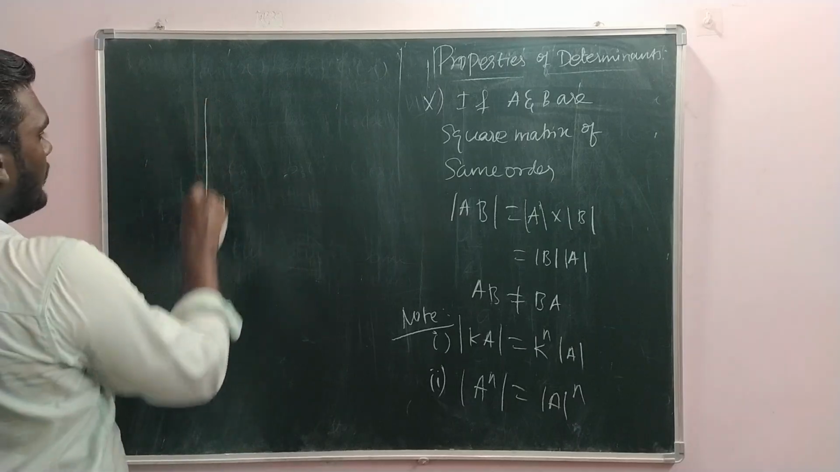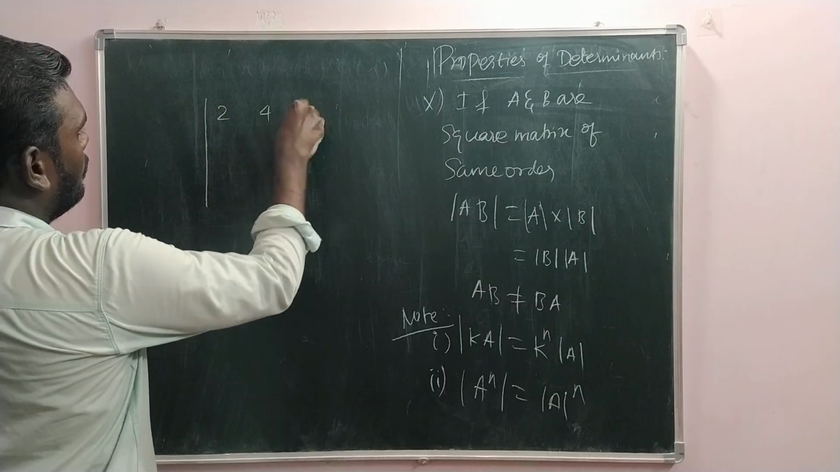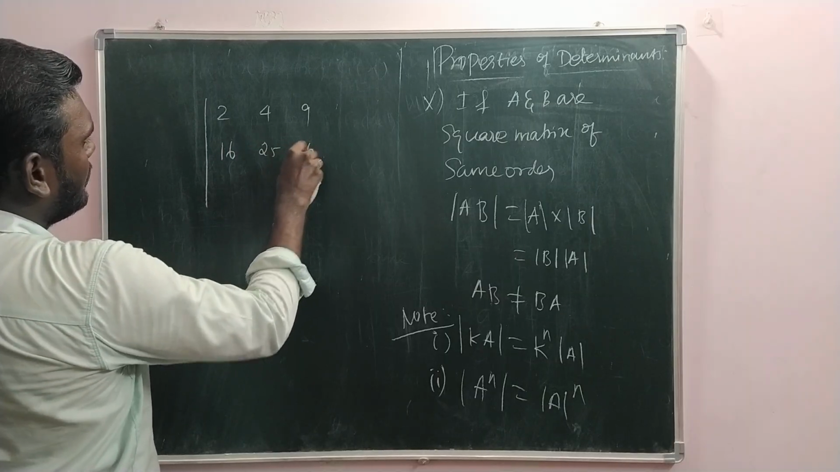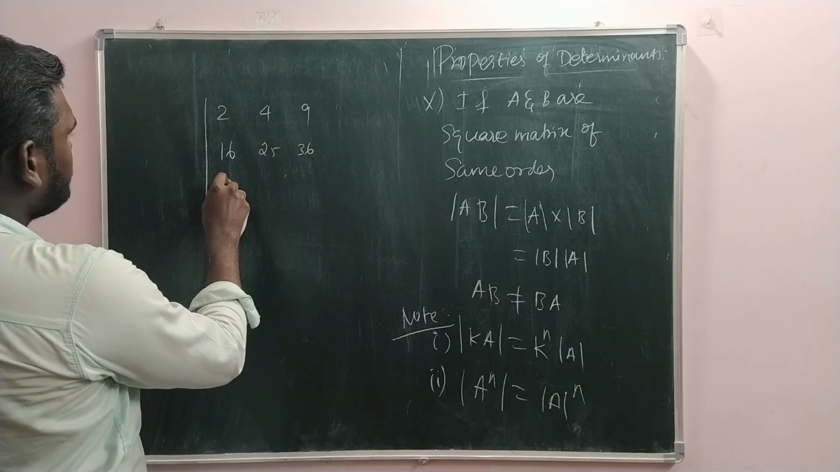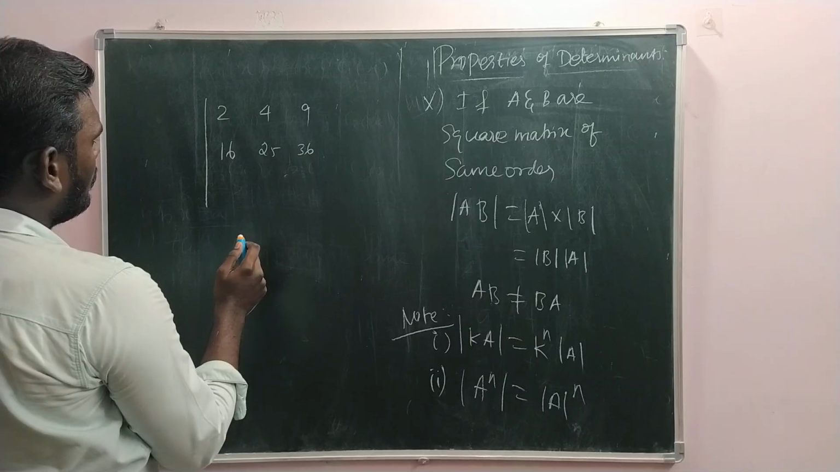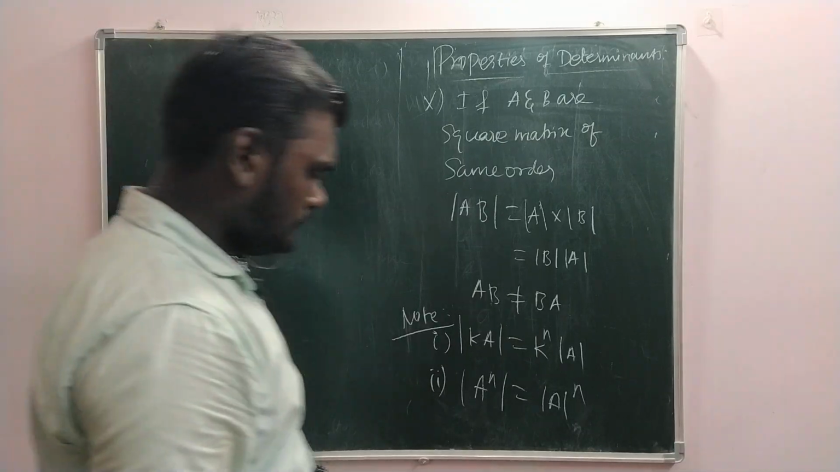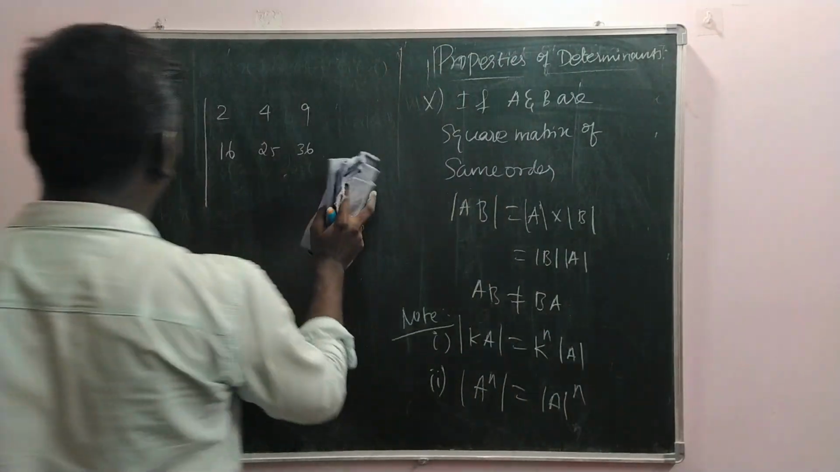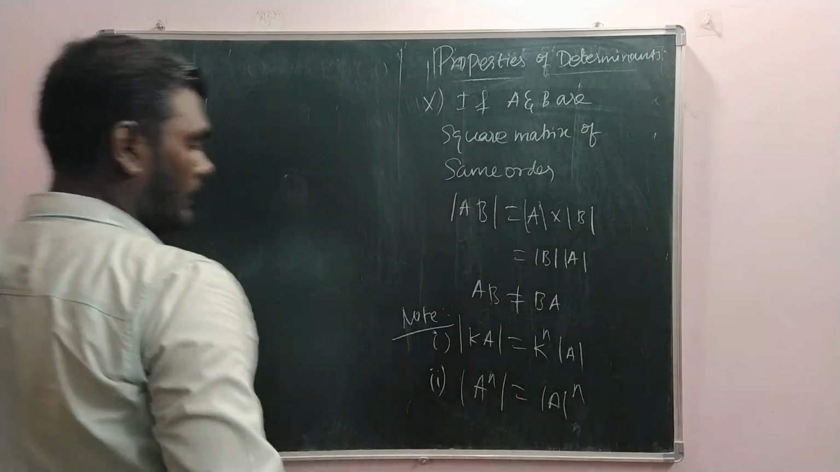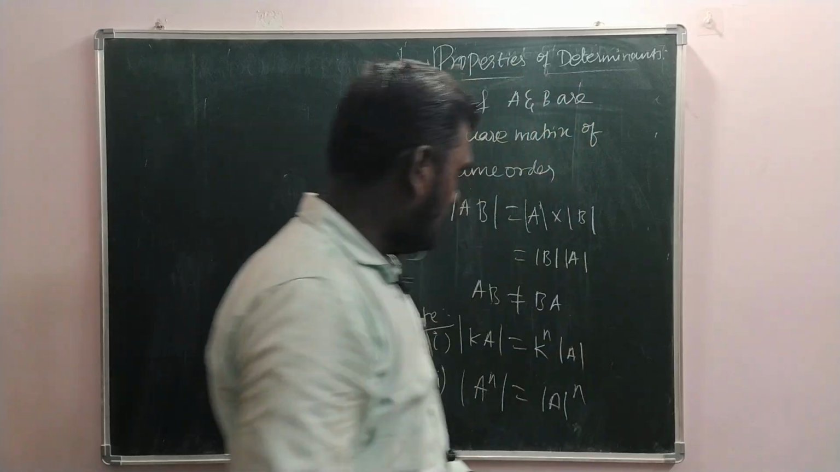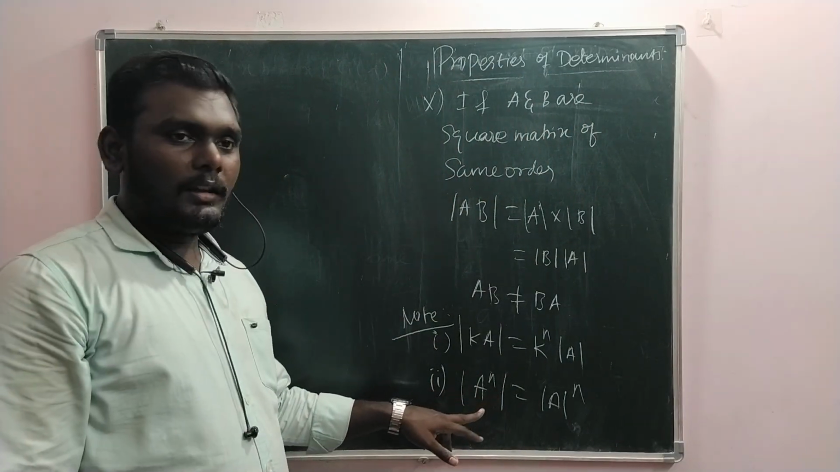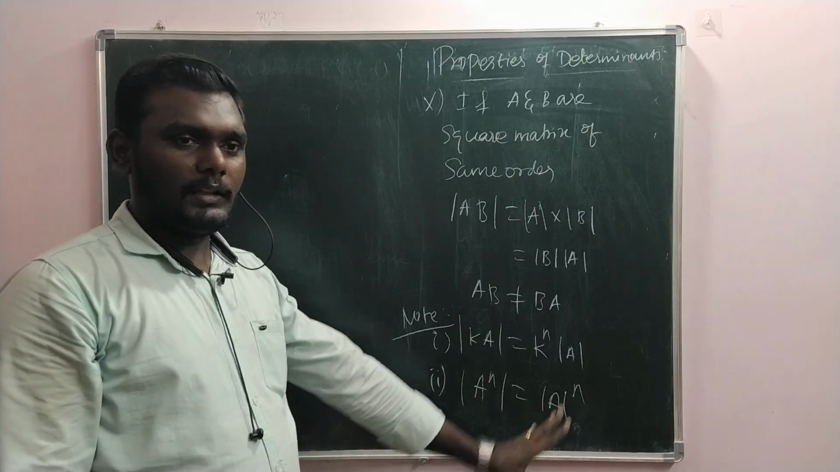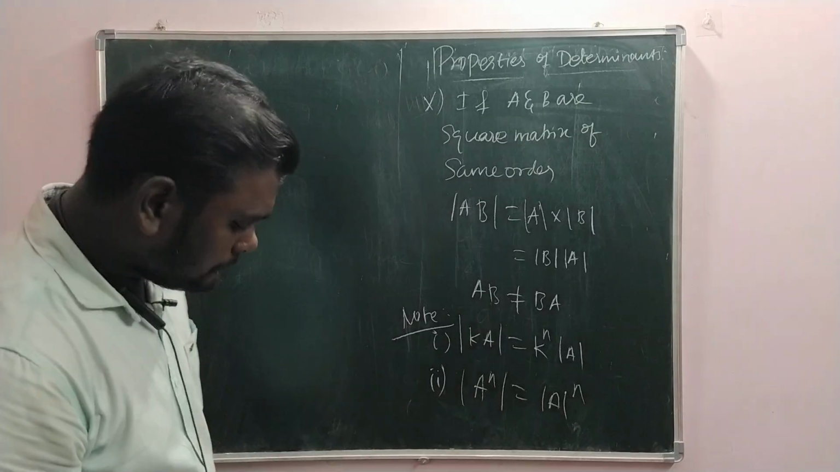The thing is, we can square the matrix and then take the determinant, or we can take the determinant and then square it. That can be interchanged. Okay, that is it.